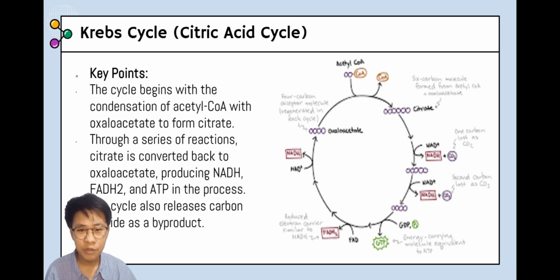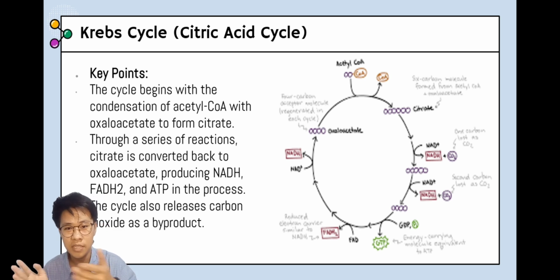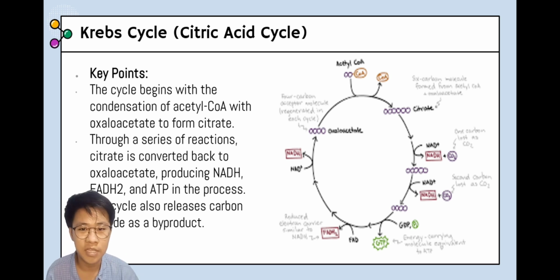Now, in order to remember the Krebs cycle, here are the key points. First, the cycle begins with the condensation of acetyl-CoA with oxaloacetate to form citrate, and through a series of reactions, the citrate is converted back to oxaloacetate, producing NADH, FADH2, and ATP in the process. And lastly, you need to remember that this cycle also releases carbon dioxide as a byproduct.